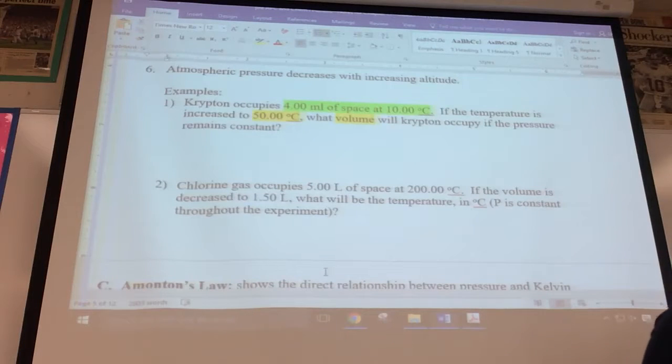So I like to get the information down. I like to manipulate the formula, and then I will solve. And make yourself a note in the margin that you must do this in Kelvin, or you're going to create a complete and absolute mess.